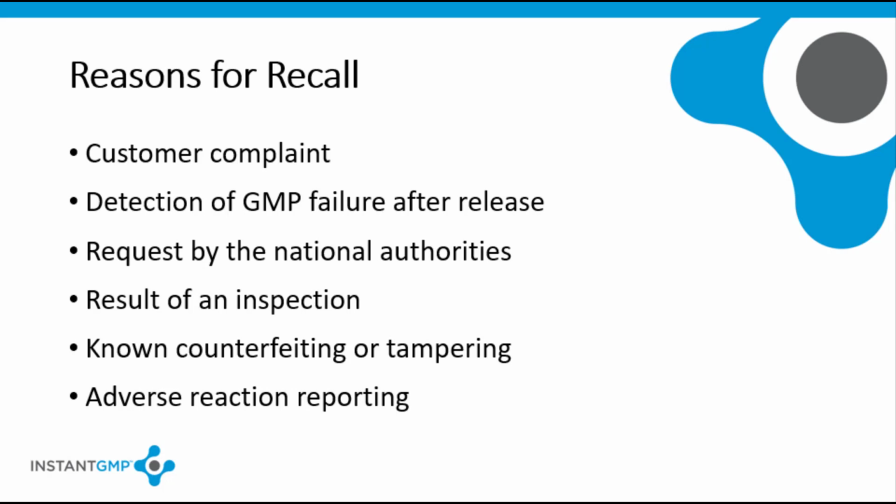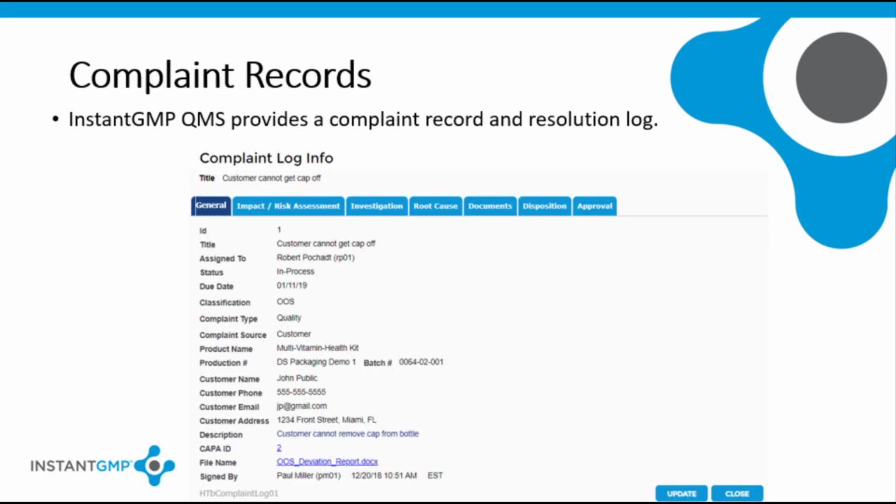A recall situation could result from information entering a company in various ways. Customer complaints. These may be so serious as to initiate a recall. An example could be the evidence of a lack of sterility. GMP deviations, results of a failure investigation, requests by the regulatory authorities, results of an inspection, known counterfeiting or tampering, and adverse reaction reported. Complaints are the first indication that a product may be defective or harmful.